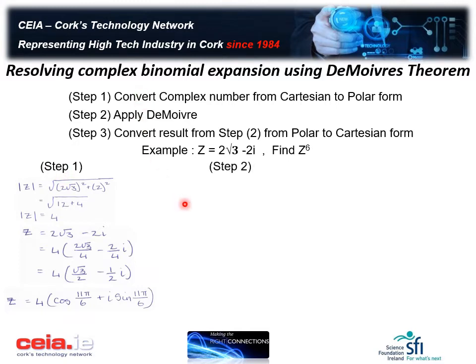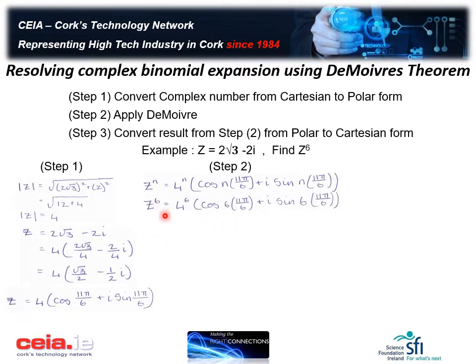Second step is to apply de Moivre's theorem to what we have here. So de Moivre's theorem is on page 20 of your maths tables, and it basically is that any complex number z to the power of n is equal to the modulus to the power of n by cosine n times the argument plus i sine n times the argument. Okay, so in this case we're looking for z to the power of 6, so we just substitute in 6 for n into this equation, and we get this.